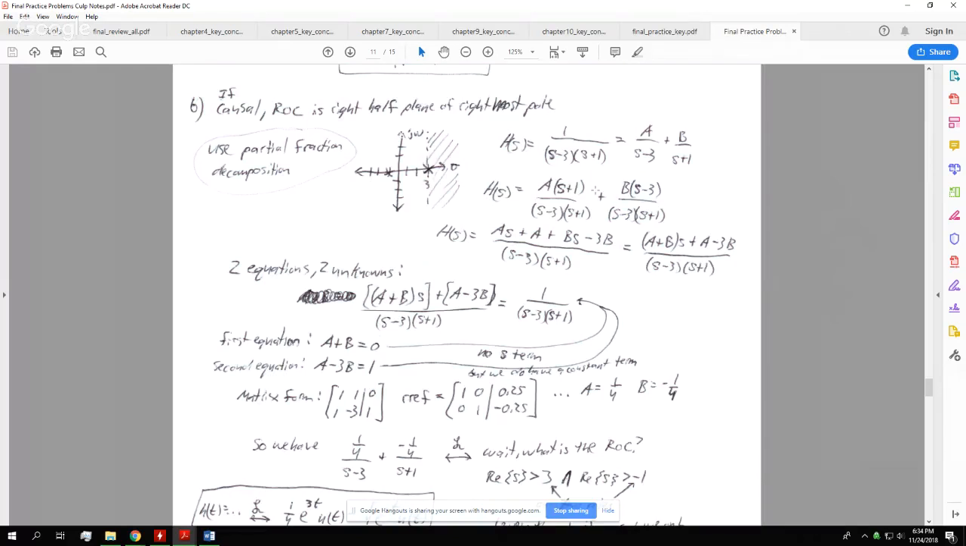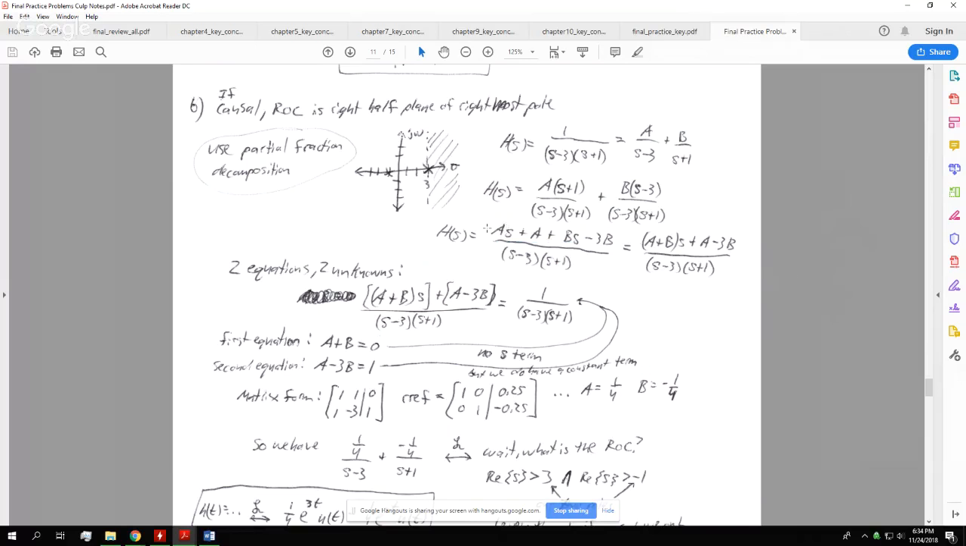That way I can combine these into a single term, which I've done here. I did distribute this A to these two terms and this B to these two terms first. I didn't write that explicitly, but we know that A times S gives AS, and A times 1 gives A, and then B times S gives BS, and B times -3 gives -3B. And all of this is over a single term now, and that's useful and neat.